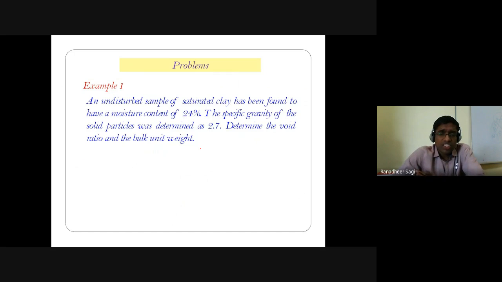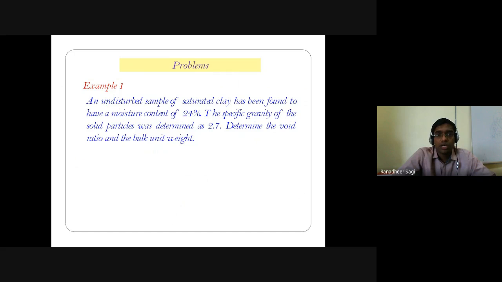So having understood how to derive those relationships between various parameters with regard to the soil, let's go on to take up some problems to find out some unknowns with regard to a soil based on some known data about that particular soil. Okay. So what is it that we know about this particular soil? What is given in the problem?